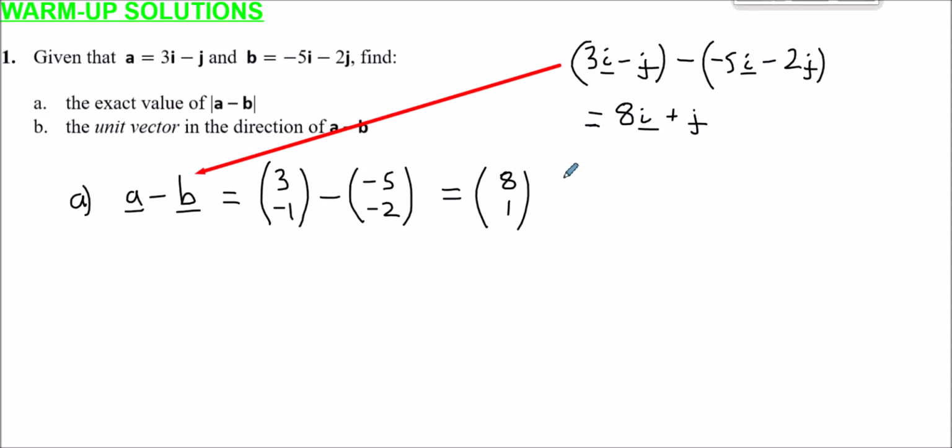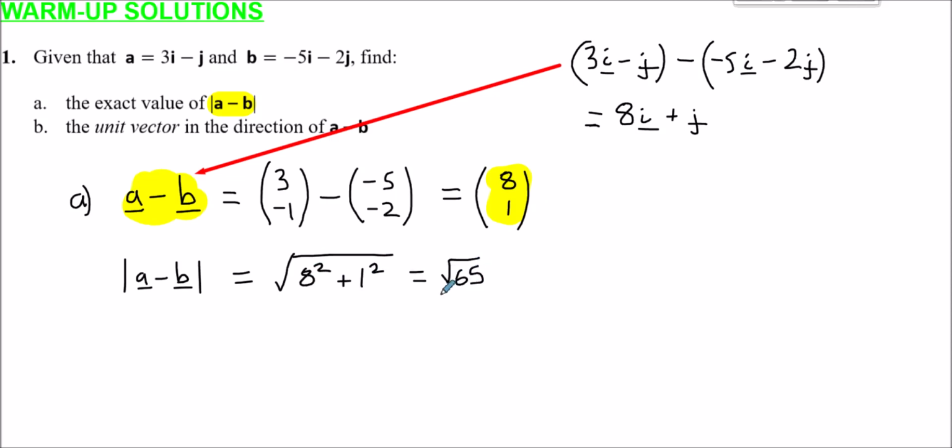Now what we must remember is how to work out the magnitude of a vector. So we worked out the new vector, which is A minus B. We have this. To work out the magnitude of the vector, we square the i component and add to that the square of the j component and then square root that whole thing. So it's going to be the square root of 8 squared plus 1 squared. And so on your calculator or otherwise, you should find that this is the square root of 65.